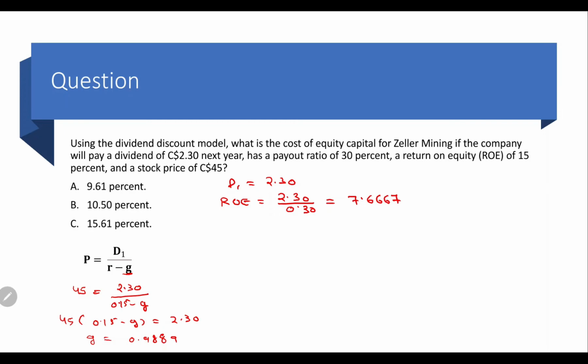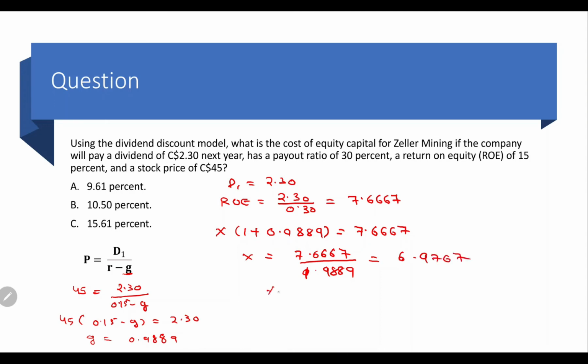Therefore, the total return on equity is 2.30 divided by 30%, which is 7.6667. Now let's say that the current return on equity is X. So X plus the value of growth, that is X into 1 plus 0.9889 equals 7.6667. So X is 7.6667 divided by 1.9889. We get X that equals 6.9767. And what percent is it of the current market price of 45? It approximately equals option C, that is 15.61%.